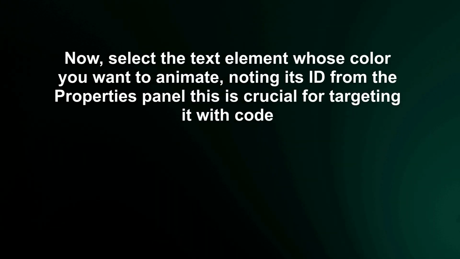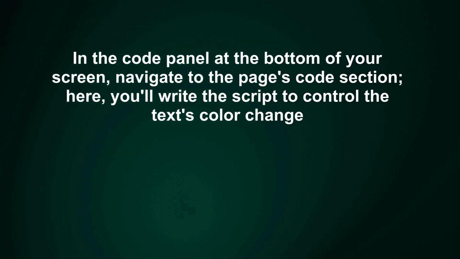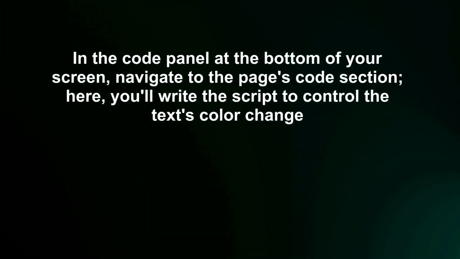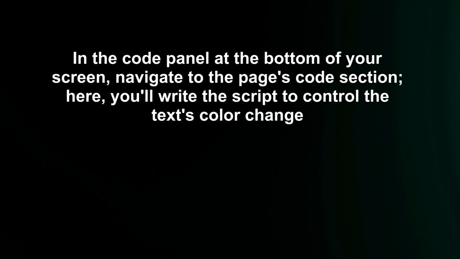Now, select the text element whose color you want to animate. Note its ID from the Properties panel; this is crucial for targeting it with code. In the Code panel at the bottom of your screen, navigate to the Pages Code section. Here, you'll write the script to control the text color change.